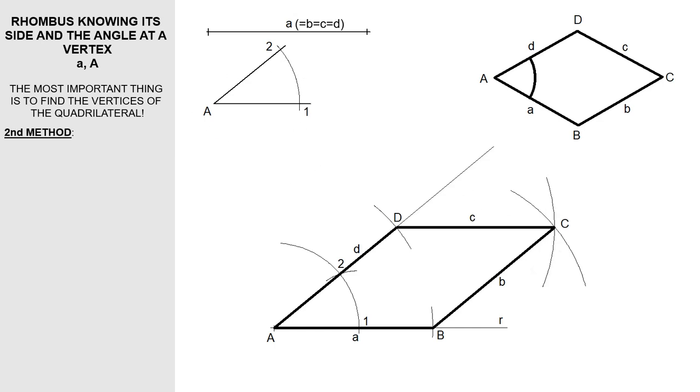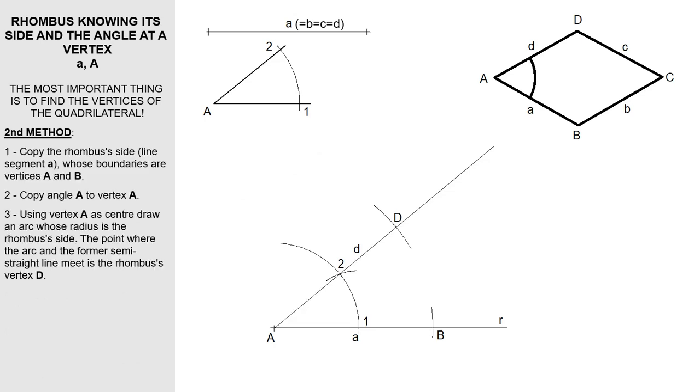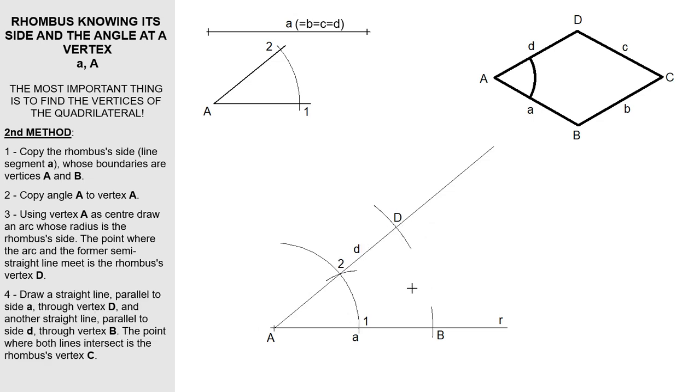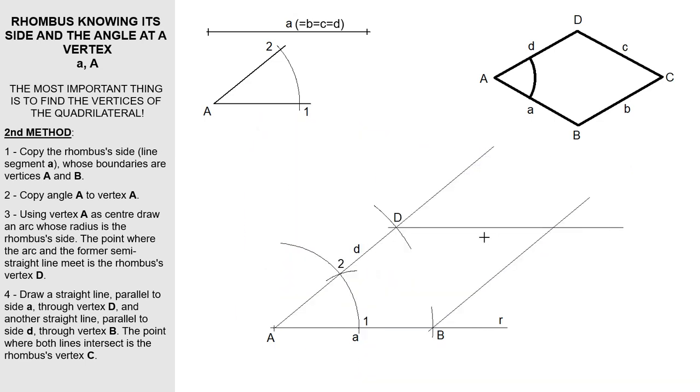There is another way of solving the rhombus. First, we have to find out vertices A, B and D, that is, sides A and D as before. Since it is a parallelogram, vertex C has to be on a straight line that is parallel to side A and goes through vertex D, and at the same time on another straight line that is parallel to side D and goes through vertex B.